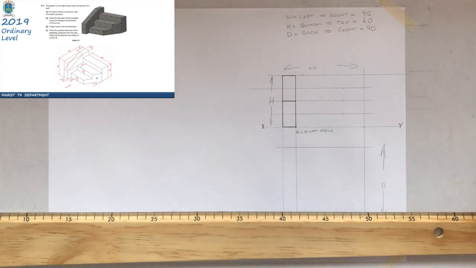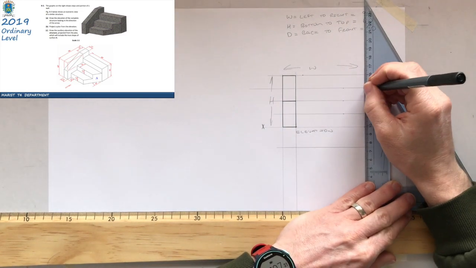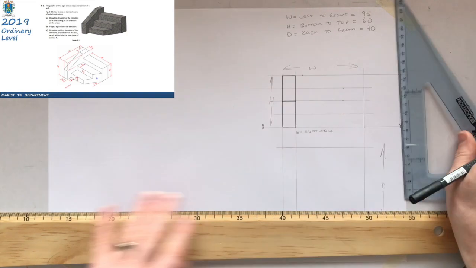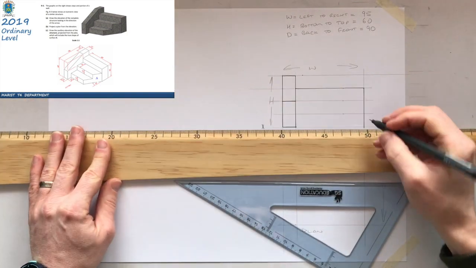Okay. Now that we've got that done, our next job is to put in the steps themselves. So I'm going to start off with the overall steps. We know that the full height of the steps is 3 steps high, so it's going to appear like so.